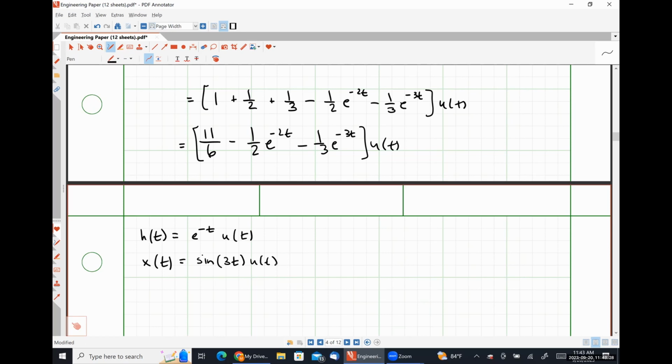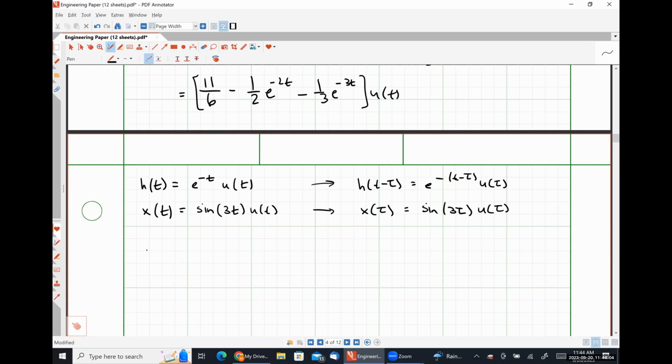So h of t is going to look like e to the negative t minus tau, u of tau. x of tau is going to look like the sine of 3 tau, u of tau. And now for my convolution.